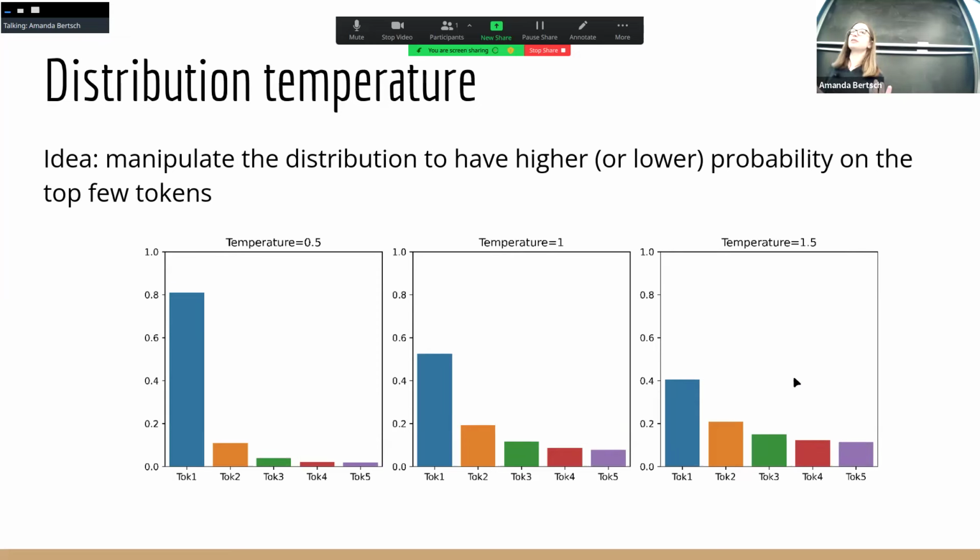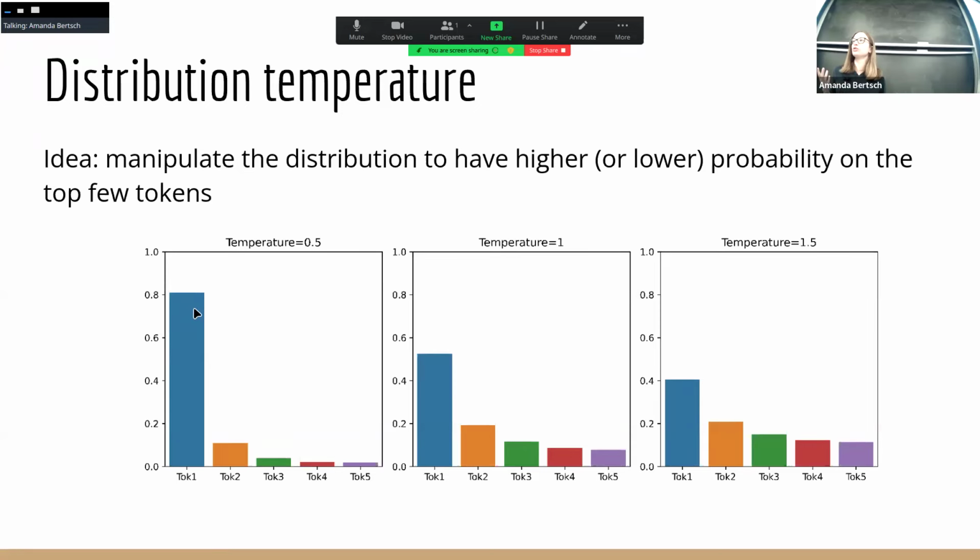You could also say the opposite, right? You could say, maybe I'm doing something like math where there shouldn't really be a lot of correct answers. There should be really only one, or maybe only a few potential reasonable next answers. And so you can make your distribution peakier or sharper so that more of the probability mass is on the thing at the very top.